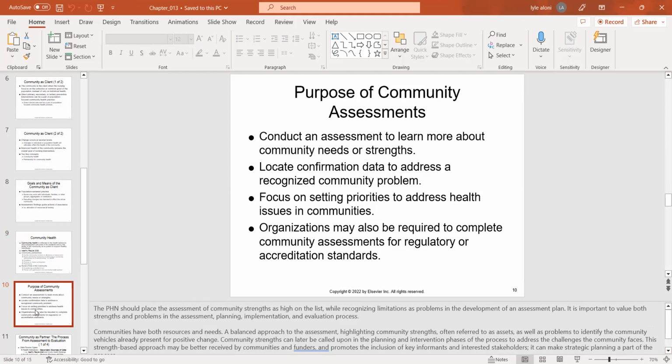We know that we should look at those that are high on the list, while knowing that sometimes it's hard to value those. Communities have both resources and needs, so a balanced approach to the assessment is necessary, and we want to identify problems that allow for positive change. We focus on setting our priorities, and our organizations may help to complete our community assessments as well.